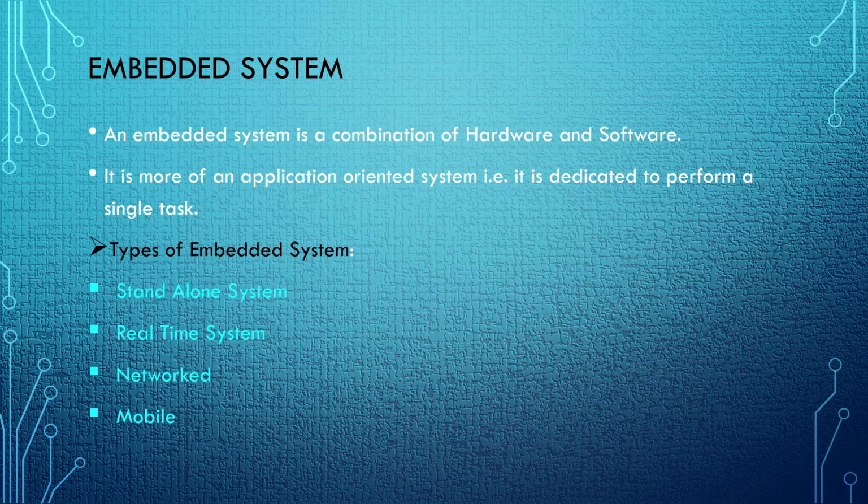Next one is an embedded system. An embedded system is a combination of hardware and software. It is more of an application-oriented system. It is dedicated to perform a single task. The types of embedded system are standalone system, real-time system, network, and mobile.